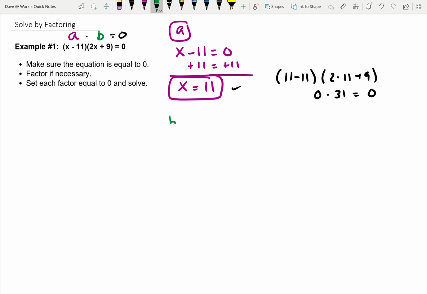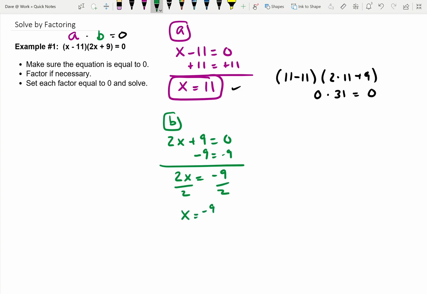I'm going to do the same thing with the second expression, in this case 2x plus 9. I need to set that equal to 0. It's going to take a little extra work: subtracting 9 from both sides, coming up with 2x equal to negative 9. Then I'll need to divide both sides by 2. And I can say that the answer is negative 9/2. I can also say it's equal to negative 4.5.